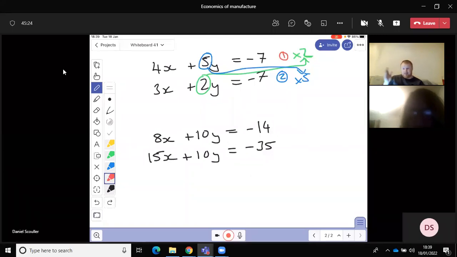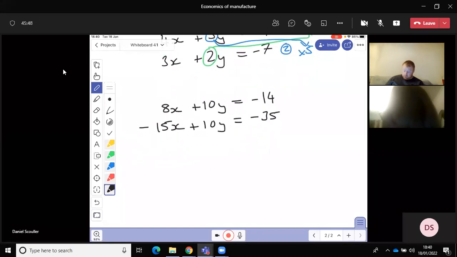To eliminate that second term, this time we're just going to subtract the bottom one. We can add or subtract that bottom one to the top to eliminate that. So we're going to do 8x minus 15x this time, 10y minus 10y, and minus 14 minus 35. Which becomes a plus. So draw a nice wee line.